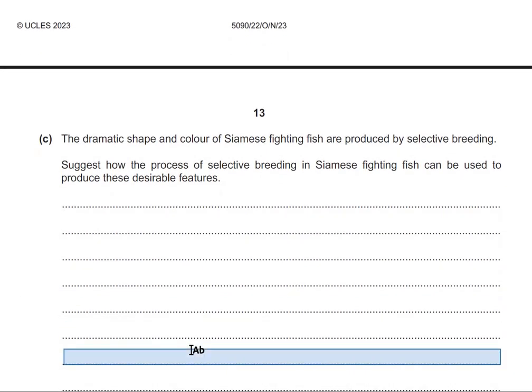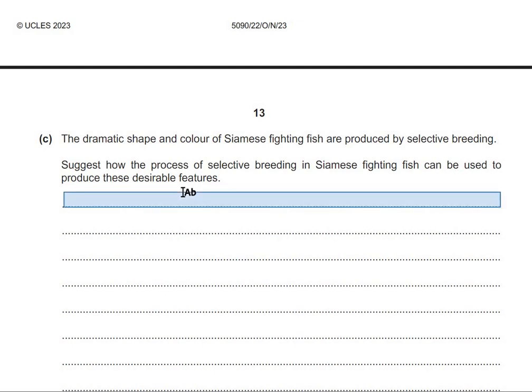Then part C says the dramatic shape and color of the Siamese fighting fish are produced by selective breeding. So explain how the process of selective breeding in Siamese fighting fish can be used to produce these desirable features. So what is the desirable feature over here? The shape and the color of Siamese fighting fish. All right, these are the desirable features or characteristics. So they are produced by selective breeding.